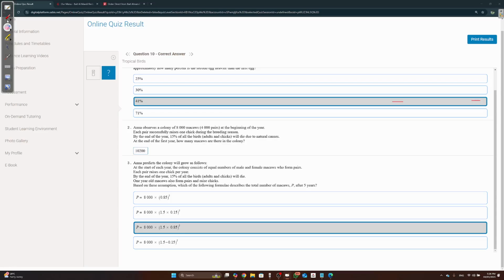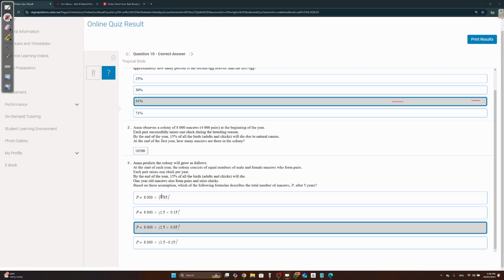Anna predicts the colony will grow as follows. At the start of the year, the colony consists of equal numbers of male and female macaws who form pairs. Each pair raises one chick per year. By the end of the year, 15% of all the birds will die. 1 year old macaws also form pairs and raise chicks. Based on these assumptions, what is the population after 5 years?